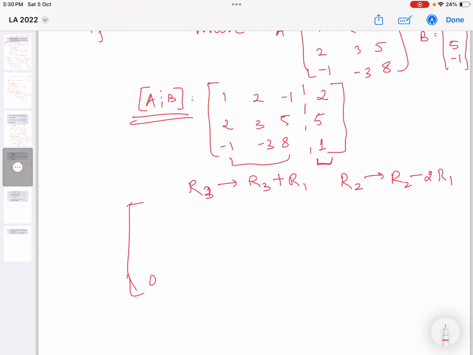So it will become 0. It will become minus 1. It will become 7. This will become 0. This will become minus 1. This will become 7. And 1 2 minus 1. And also we will apply the same here. It will become 3. It will become 1. It will remain as it is.